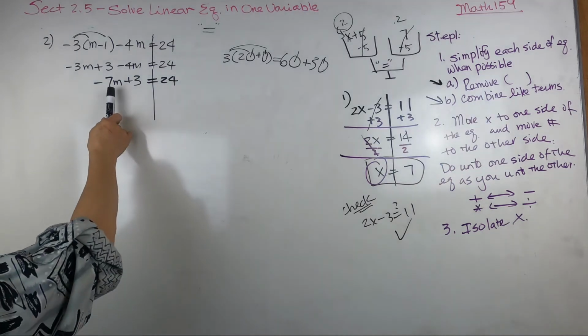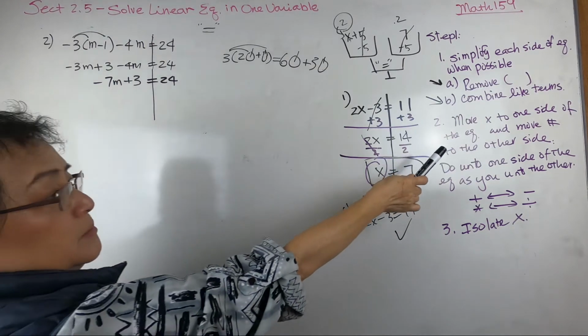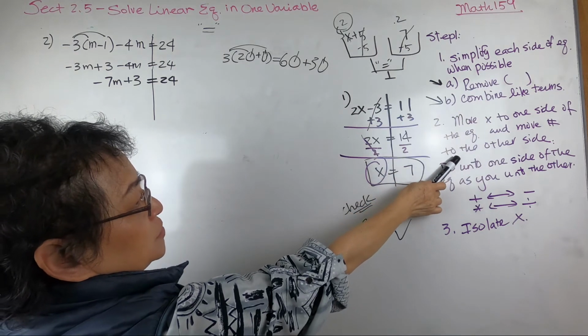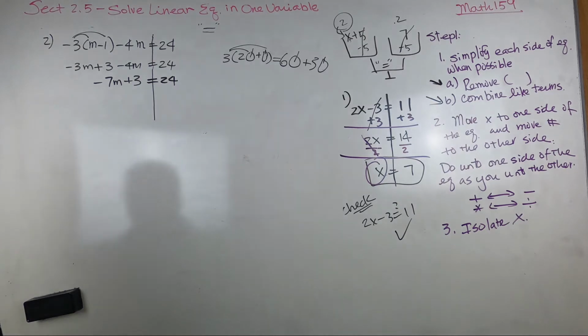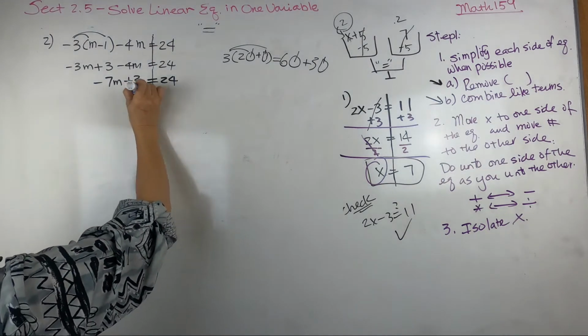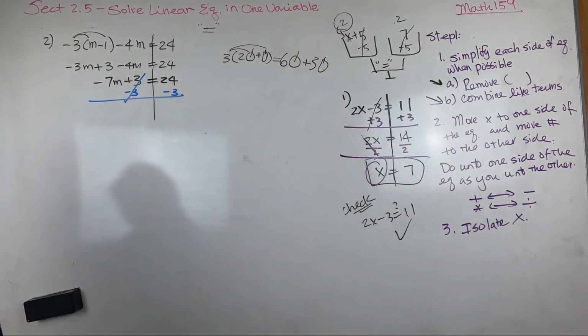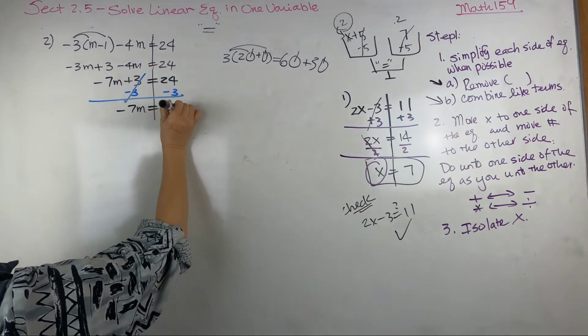Now we want to keep the variable on one side and the number on the other side, right? We move the number to the other side by the opposite operation. To get rid of this 3, it's a positive, so you want to subtract 3, to remove it from one side and move it to the other side. So what do we have? Negative 7m equals what? 21.